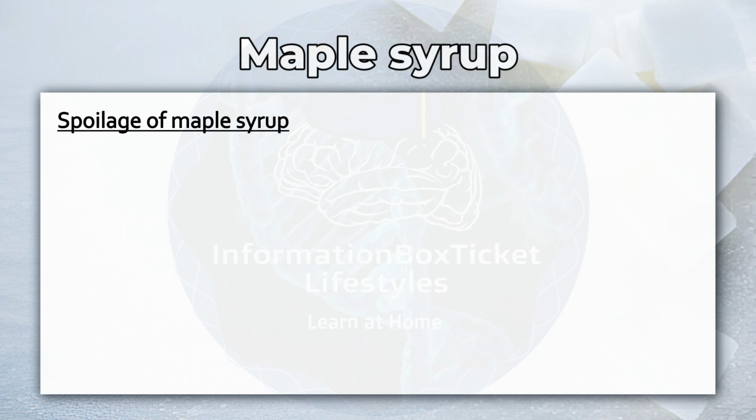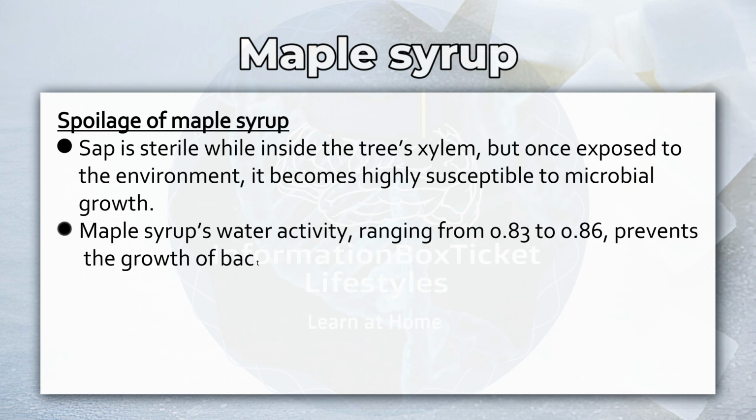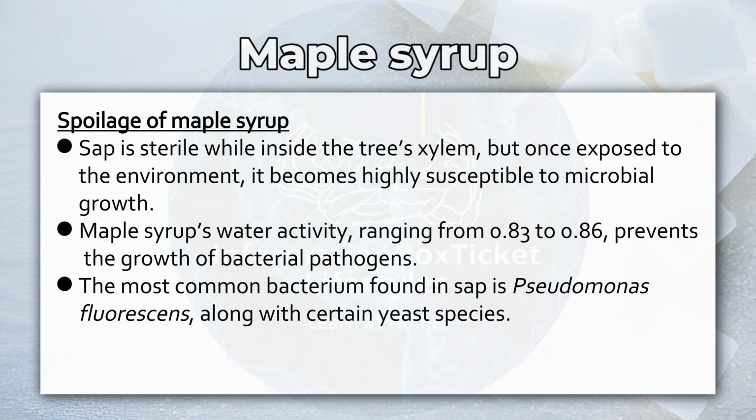Spoilage of maple syrup. Sap is sterile while inside the tree's xylem, but once exposed to the environment, it becomes highly susceptible to microbial growth. Maple syrup's water activity, ranging from 0.83 to 0.86, prevents the growth of bacterial pathogens. The most common bacterium found in sap is Pseudomonas fluorescens, along with certain yeast species.